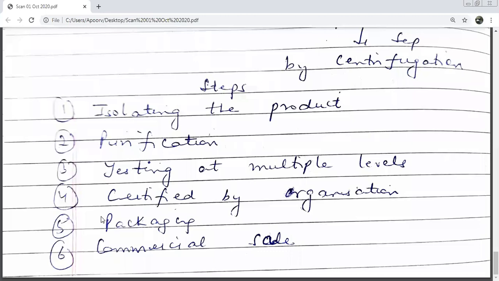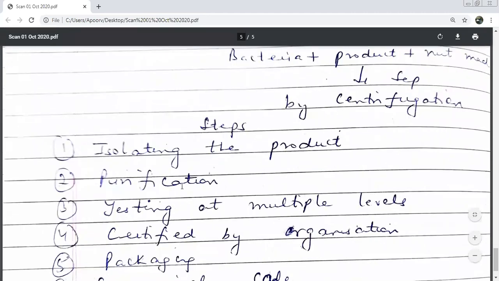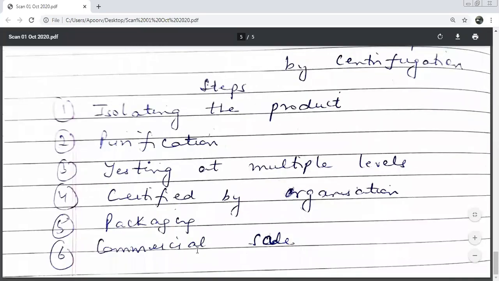So after we got a commercial product from the bioreactor, we felt we got a lot of insulin. Now we are ready to sell the insulin. So we just cannot directly go and sell the insulin. First of all, we'll have to isolate the product. Isolate the product means we'll have to separate this main product from bacteria and nutritive medium. But isolation alone is not sufficient. Sometimes still some impurities are left. So you need to do the purification. Then, beta, testing at multiple levels. Then it is certified by the organization, then packaging, and then commercial scale.